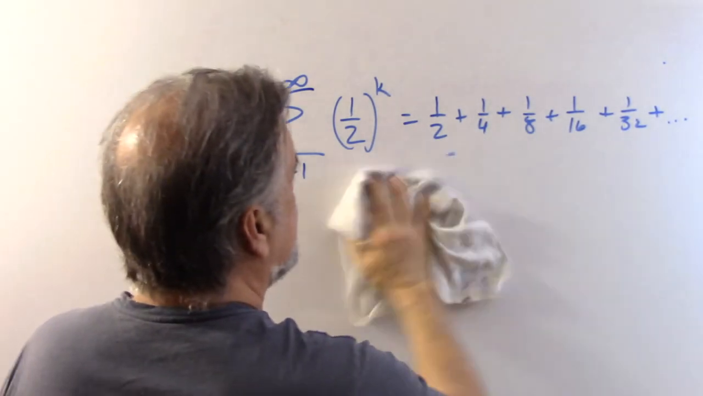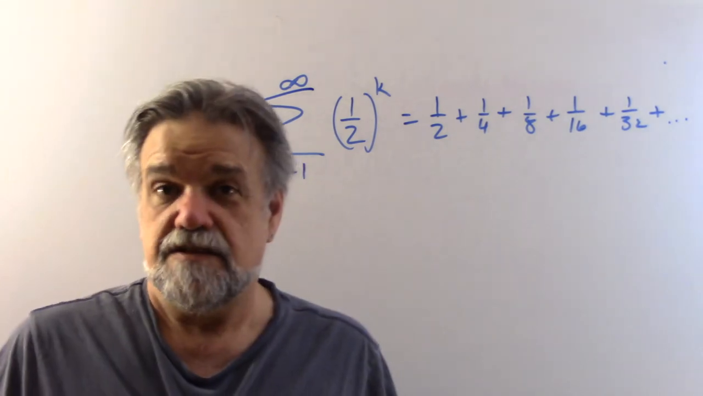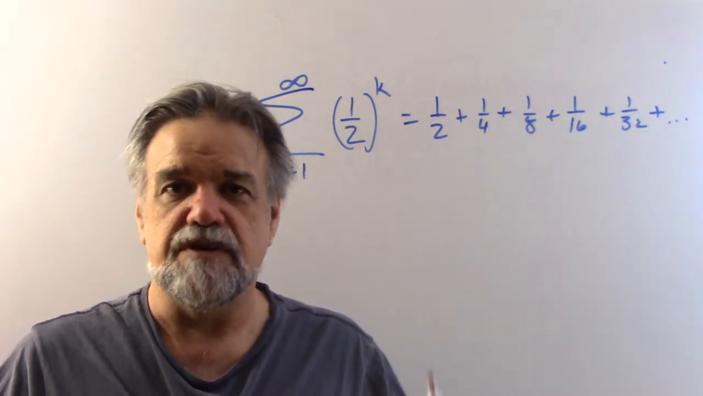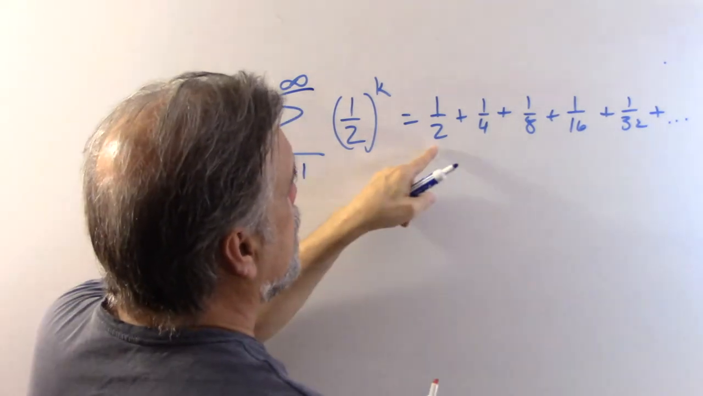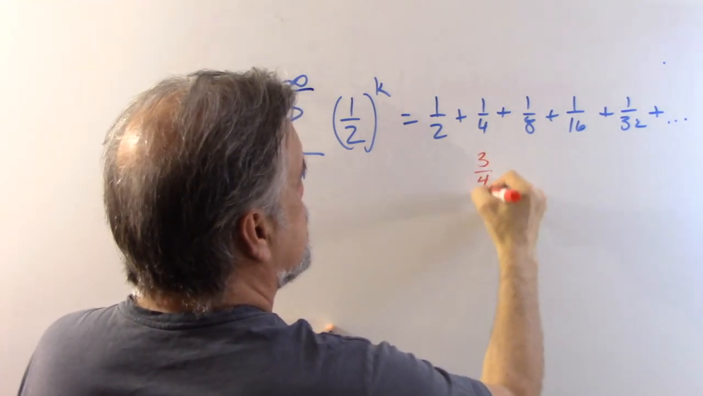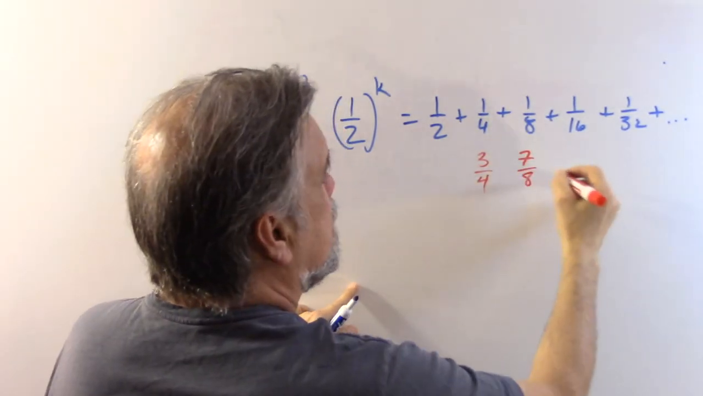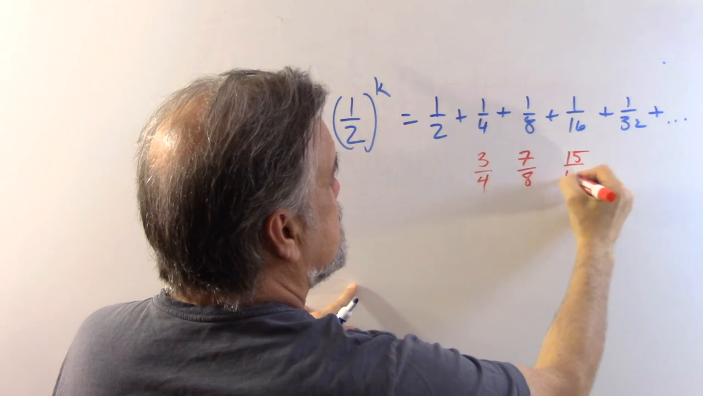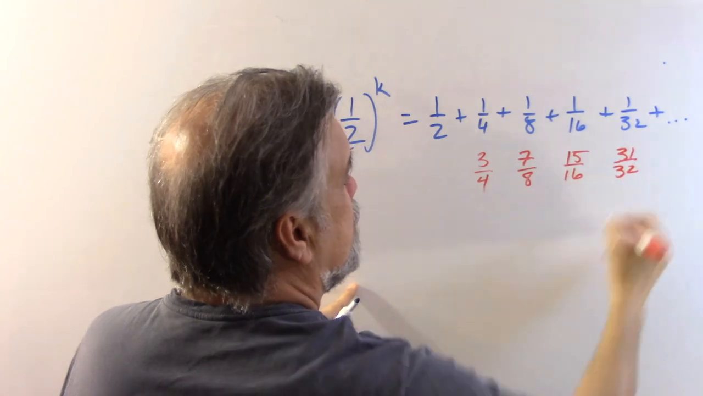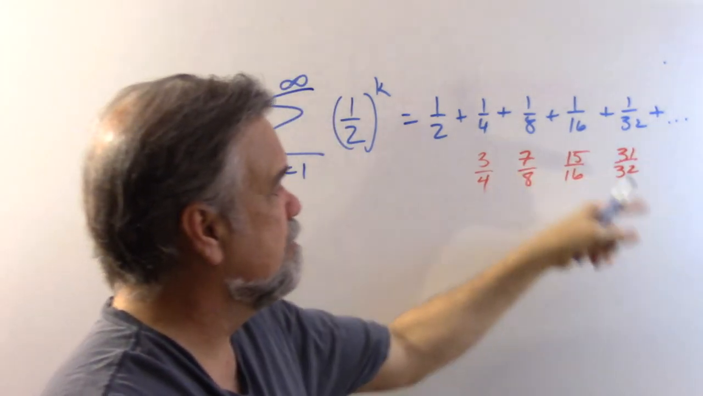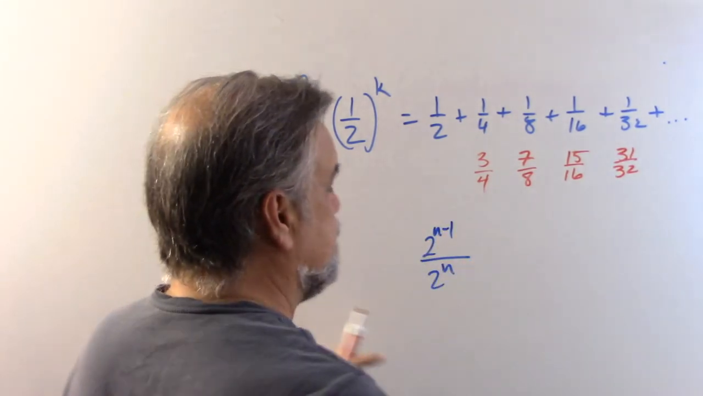Another way to look at it is to say, let me look at the partial sums. A finite series is also sometimes called a partial sum because it's a part of an infinite series. So if I look at the partial sums, well, 1 half plus 1 fourth is 3 fourths, right? And 3 fourths plus 1 eighth is 7 eighths. And 7 eighths plus 1 sixteenth is 15 sixteenths. And 15 sixteenths plus 1 32nd is 31 over 32. And you can see what's happening. Each partial sum is becoming 2 to the n minus 1 over 2 to the n.